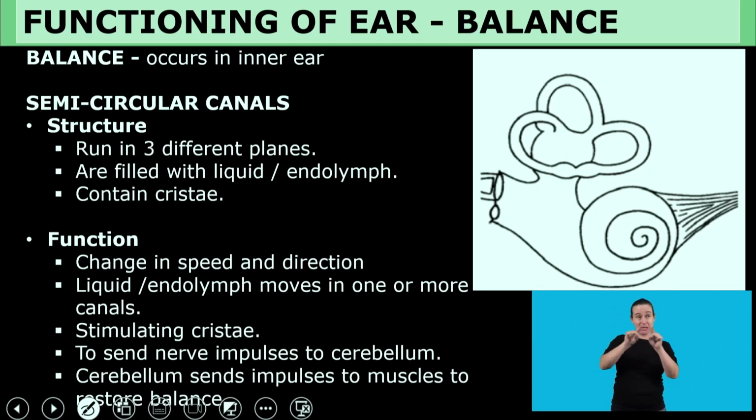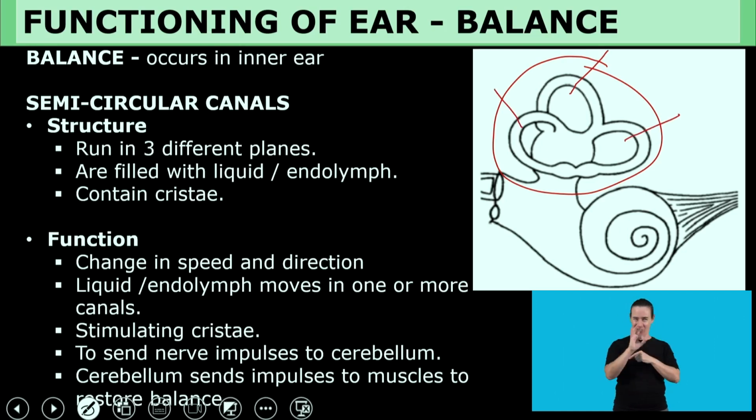Semicircular canals, on the other hand, these are the semicircular canals. They run in three different planes. You can see 1, 2, and 3. They are filled with liquid called the endolymph, and they contain crystals. The crystals found on the semicircular canals are responsible for picking up the change in speed and direction.